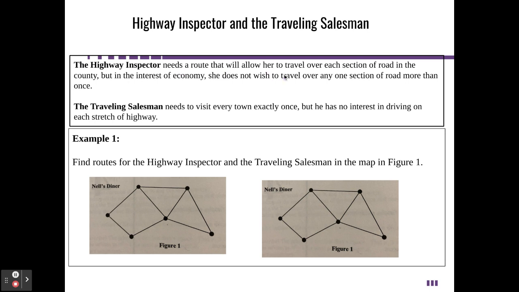So what we have here is a highway inspector, and the deal with the highway inspector is that she wants to travel on every section of road, and in the interest of economy, she only wants to travel on each section one time. So she has to hit all of them, but only one time. Whereas the salesman doesn't care; he just wants to make it around the route. He doesn't have to drive on each street, he just wants to be able to go to every town. So the question is, can we identify these paths?